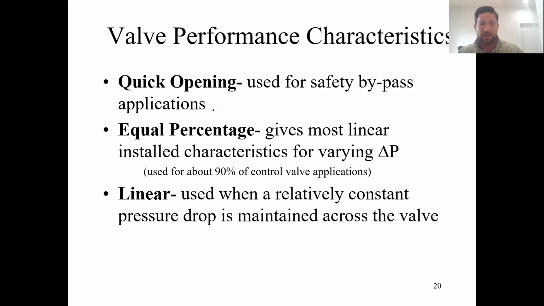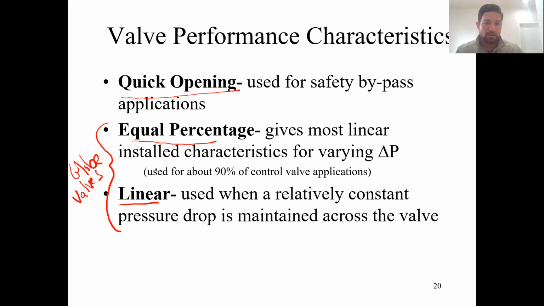Okay. Again, as we discussed, the quick opening valves are used for safety bypass. Then these next two valves right here, equal percentage and linear valves, fall within the category of globe valves, the globe valves that we talked about. Okay, so the globe valves can be set up one of two ways. One is called equal percentage, and one is called linear. And we'll look at what this means. We'll look at some calculations used for each one of these.